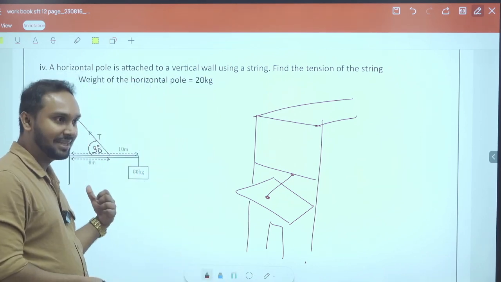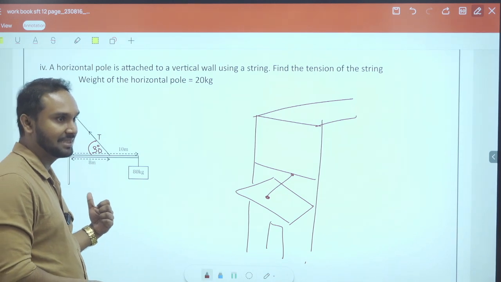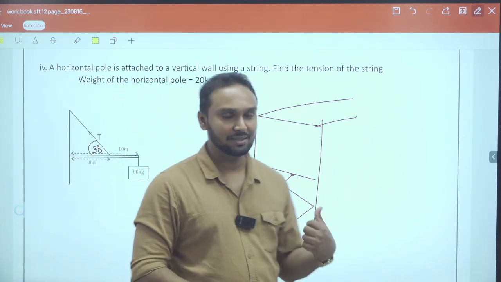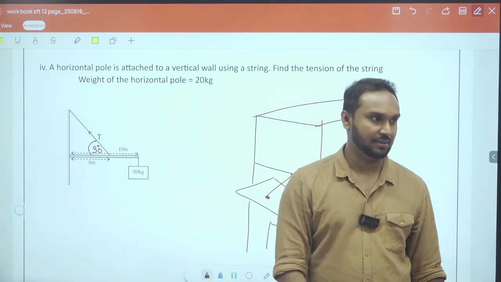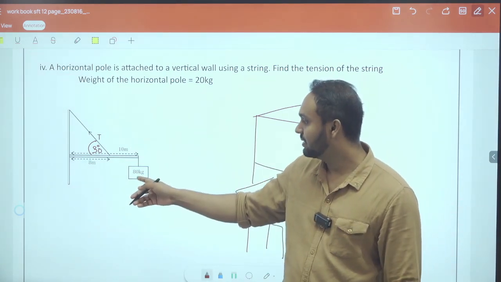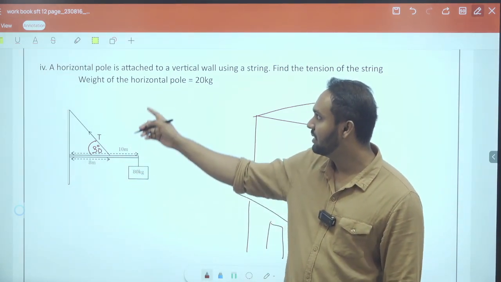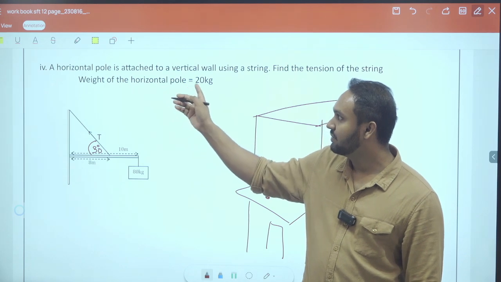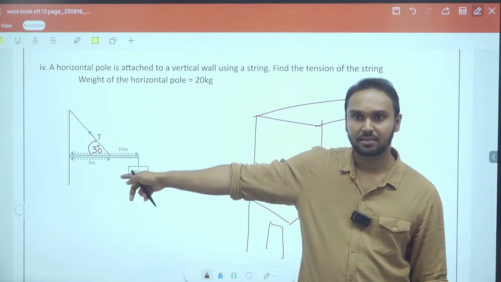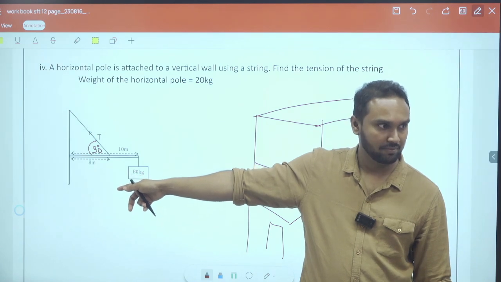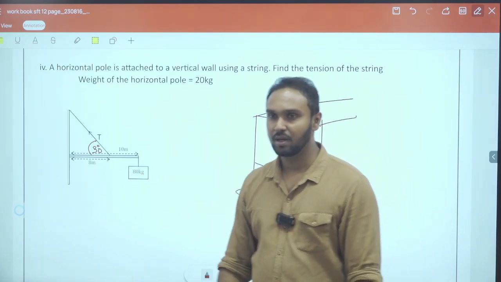So this is something like that, right? This is something like that. You have to find the tension of the cable here, and the weights are given like this. This is 80 kilograms, and the mass of the pole is given as 20 kilograms. So there's a weight acting here apart from the 80 kilograms. So how do you do this?